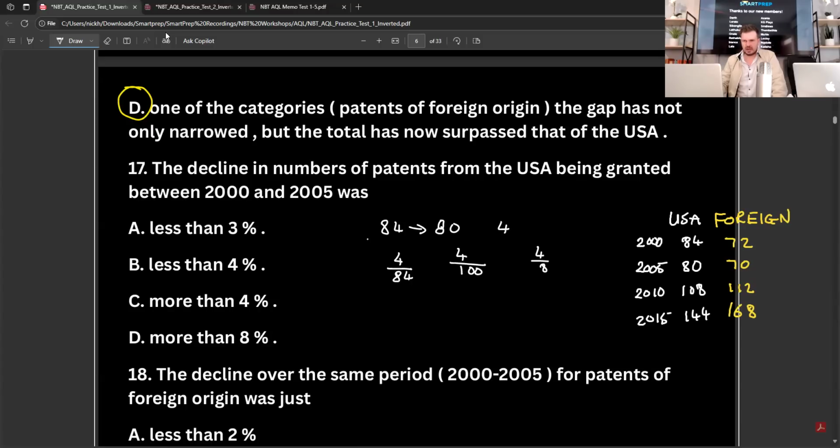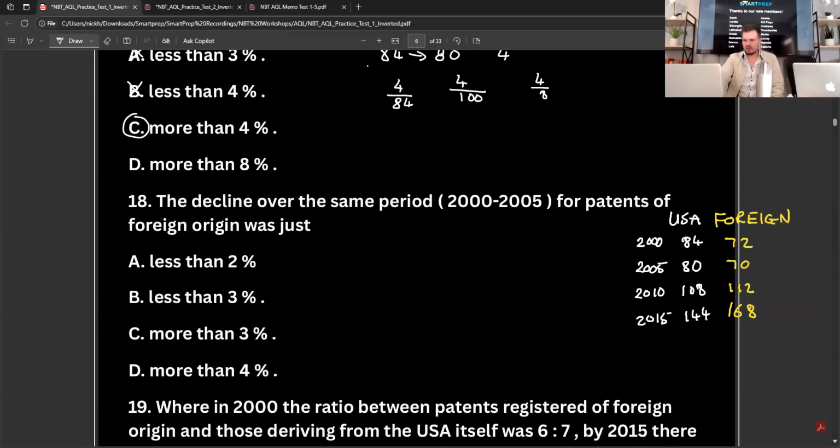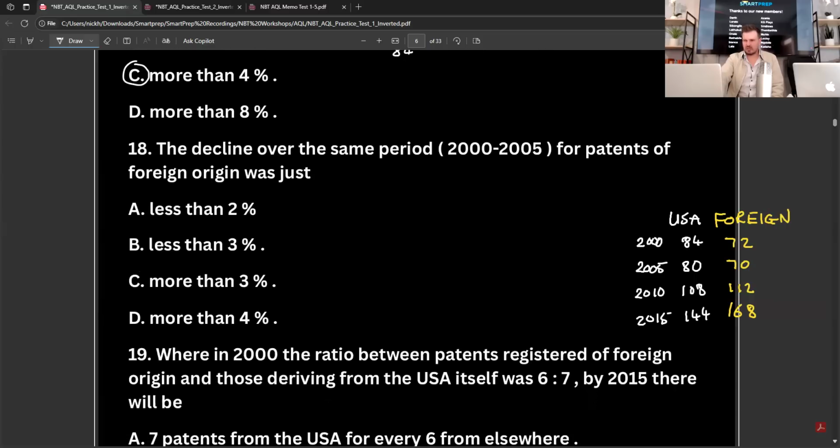Okay, so we know that A is wrong, B is wrong, and C is correct, because it can't be 8%, because that would be 8 over 100, which we can see 4 over 84 is less than 8%. All right, because you are pressed for time, we're not always going to work out the exact percentage. I will maybe show you how you would work out the exact percentage, but for now, we just want to use fractions to save ourselves a bit of time.